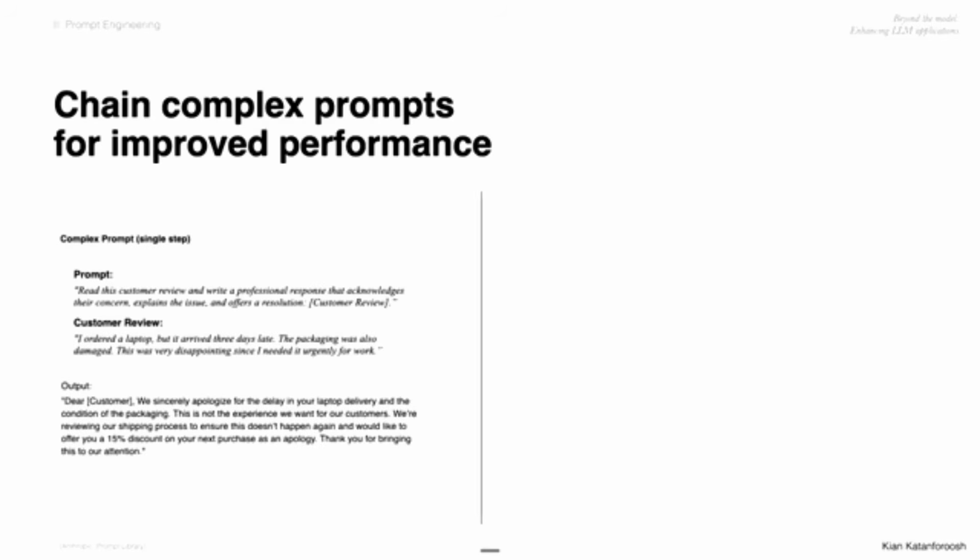And this is what it looks like. You take a single step prompt, such as: read this customer review and write a professional response that acknowledges their concern, explains the issue, offers a resolution. Then you paste the customer review: I ordered a laptop, it arrived 3 days late, the packaging was damaged, very disappointing, I needed that urgently for work. And then the output is an email that is immediately given to you by the LLM after it reads the prompt.